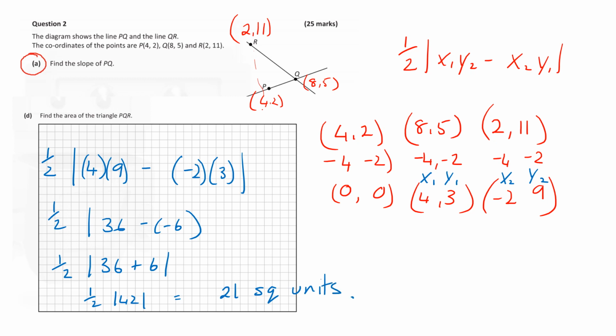So that is how you use that formula. You just have to do a translation on the triangle if one of the points isn't in the origin, and usually one of the points is not going to be on the origin. So hopefully that's helpful, guys.